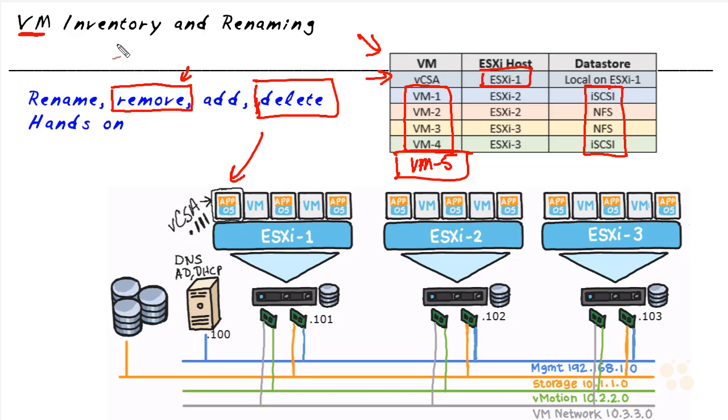So if we wanted to, we could go back to the data store where that folder is. We could right click on the configuration file for the VM, which is the .vmx file, and we could add it back in. We could re-register it with vCenter.